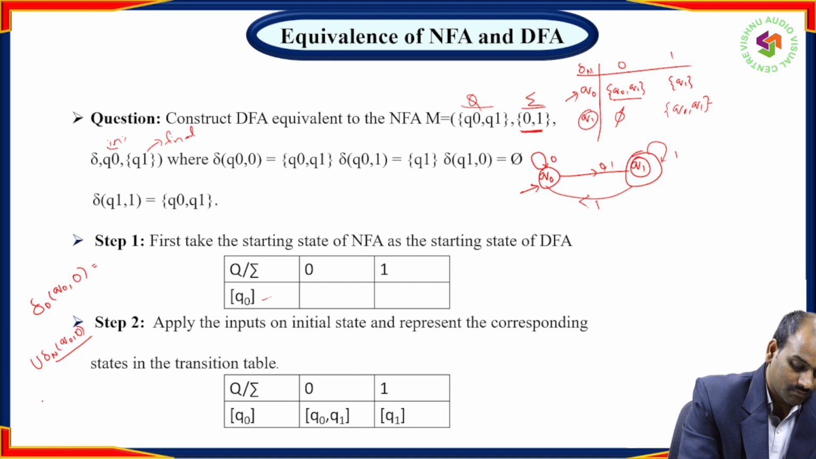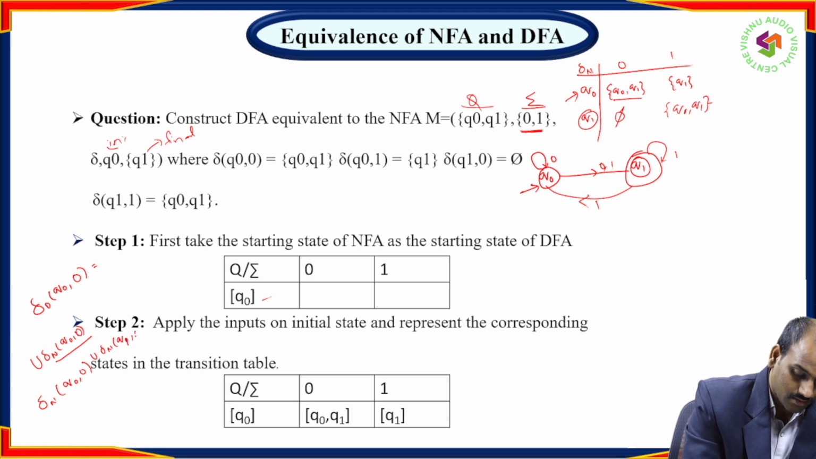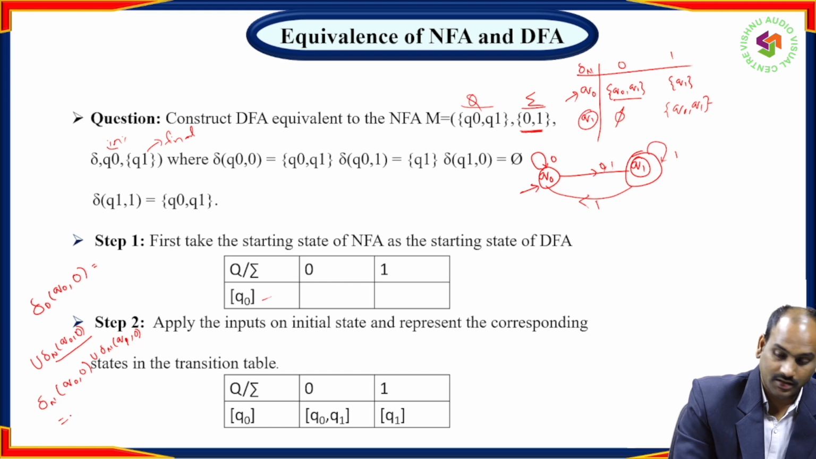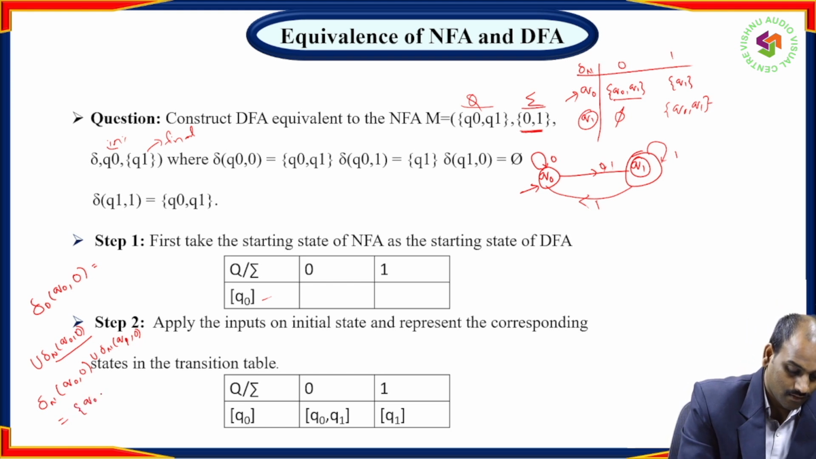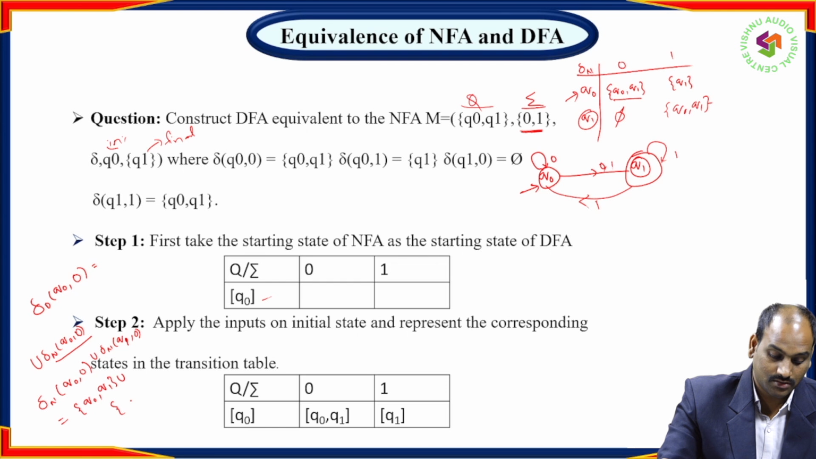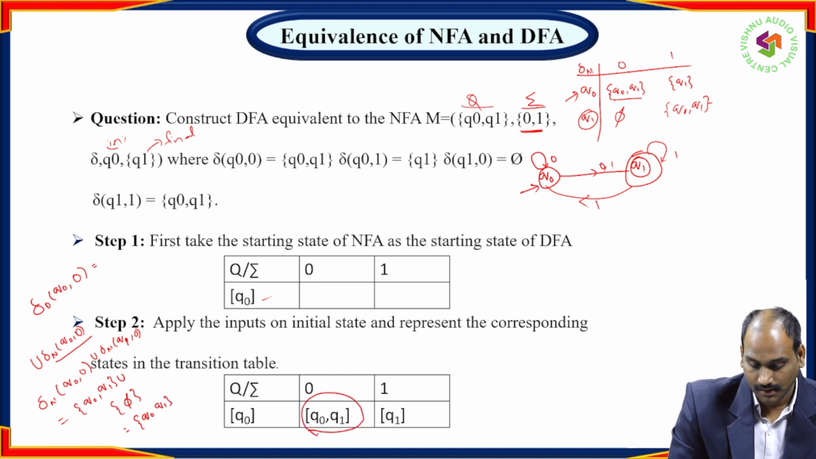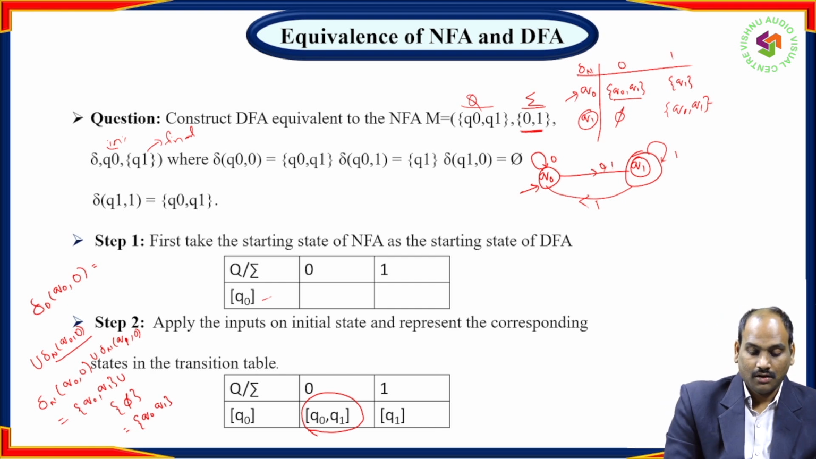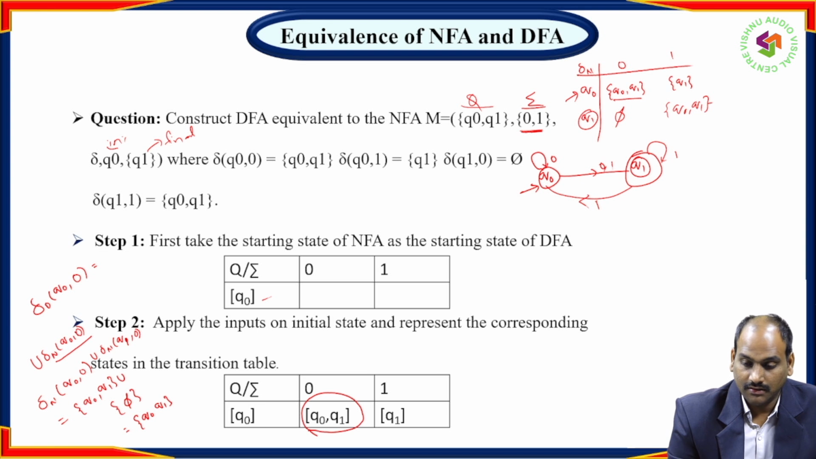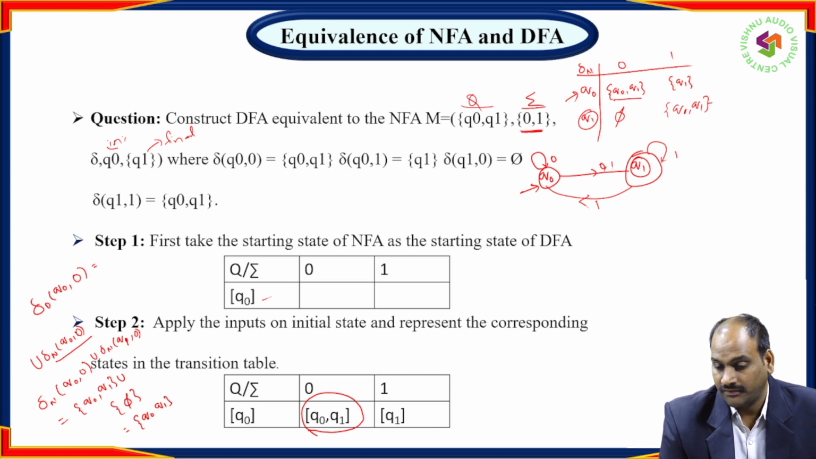That means it is nothing but delta N of Q0 and 0 union delta N of Q1 on 0. What is the value of Q0 on 0? It is Q0 Q1 union. What is the value of Q1 on 0? It is phi. So we get Q0 Q1. That means we are defining the transition function. That means we are constructing the transition table for the given NFA.